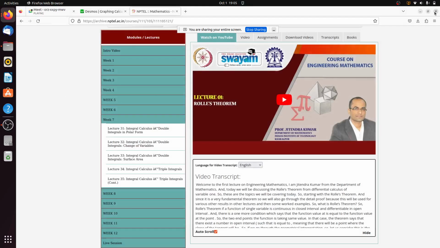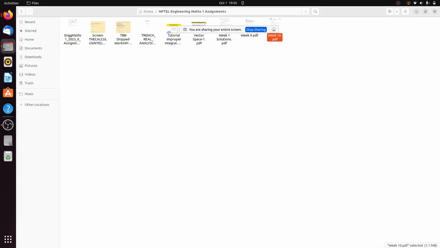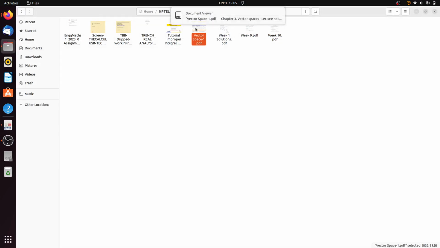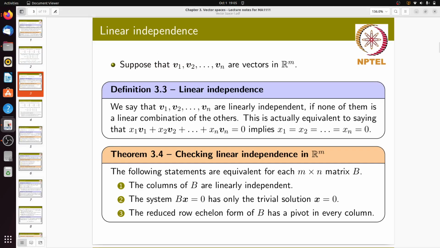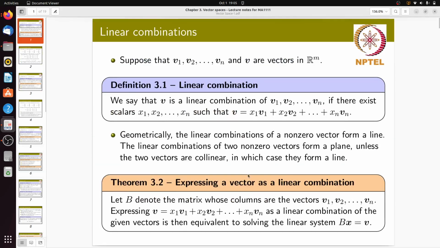Now I will just give you some basic idea about what we mean by vector space, because vector space is in your syllabus. That is some linear algebra. And I think you have all watched the slides by Professor Jitendra Kumar, and there are some slides which I made for you.